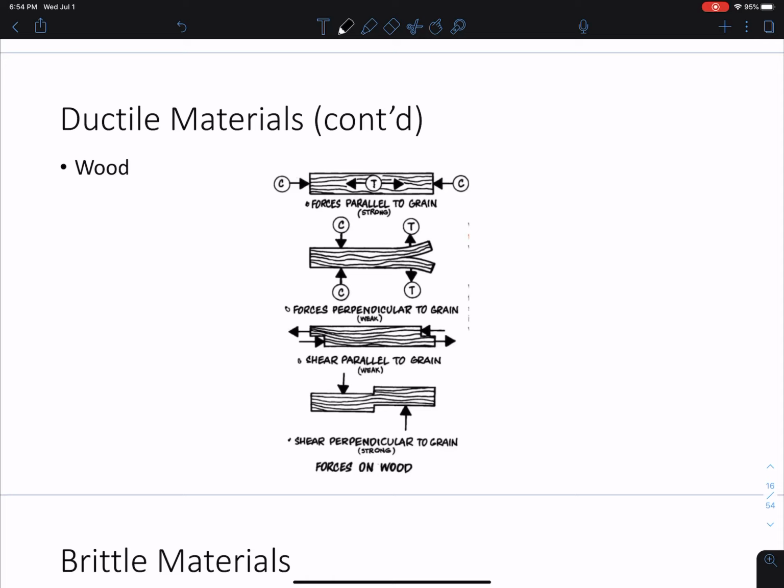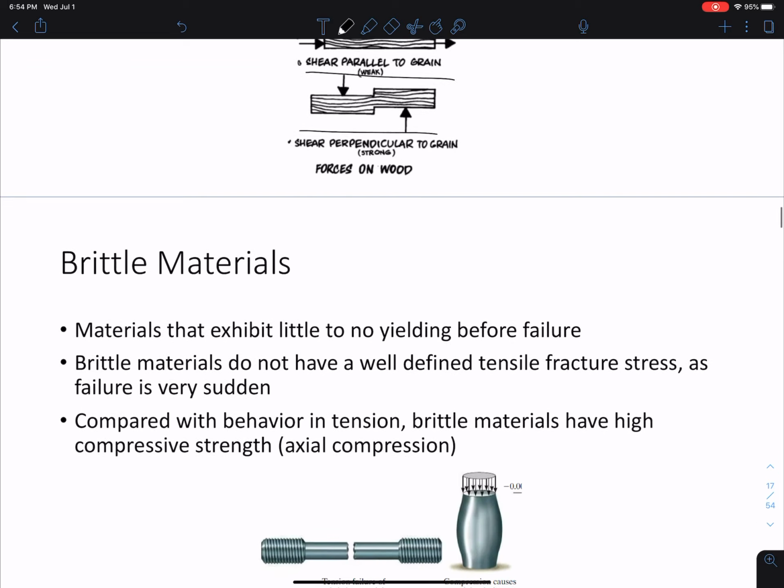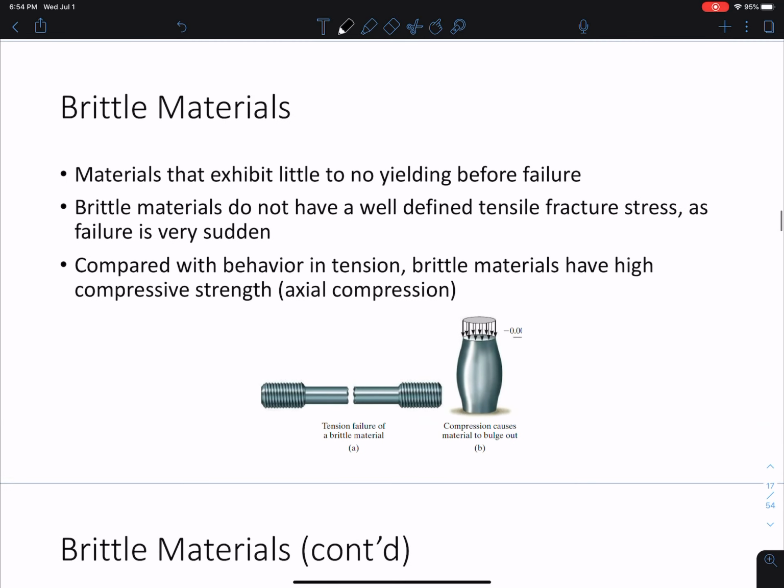And then we also have the same thing: shear parallel to the grain is weak, and shear perpendicular to the grain is strong, because the grain is going to help us not be able to shear those surfaces apart. Okay, so now we know a little bit more about ductile materials, and we can talk about the opposite of ductile materials, which are brittle materials.